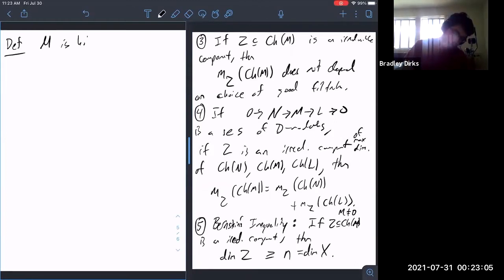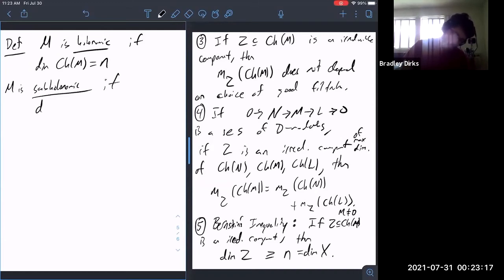So M is holonomic if the dimension of its characteristic variety is equal to N, and M is subholonomic if the dimension of the characteristic variety of M is less than or equal to N plus 1. So it's not as small as possible, but it's just one off from being as small as possible. So let's give some examples.